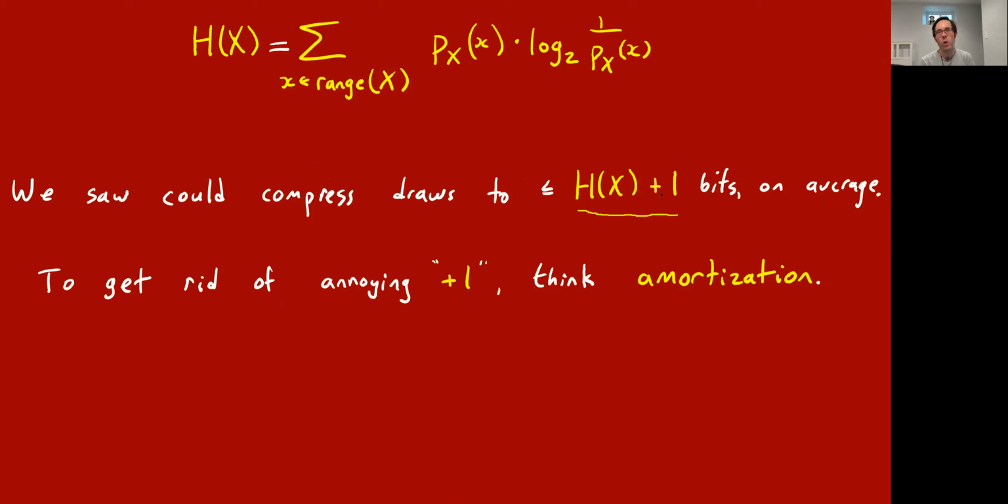And the plus 1 is kind of annoying, but there is a way to get rid of it and to get around this fact that ultimately the number of bits has to be an integer. And that's to think about the idea of amortization, or about what happens if you're going to repeatedly draw from this random variable and store many copies of it, or repeatedly get draws from this random variable and communicate it, and to think about how many bits on average you have to communicate. So let me go into some more detail about that.